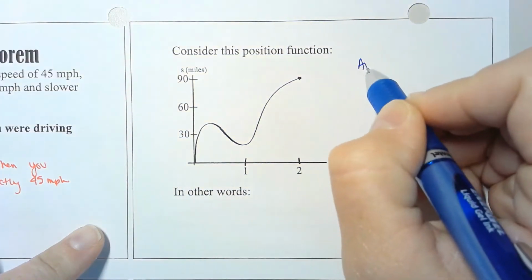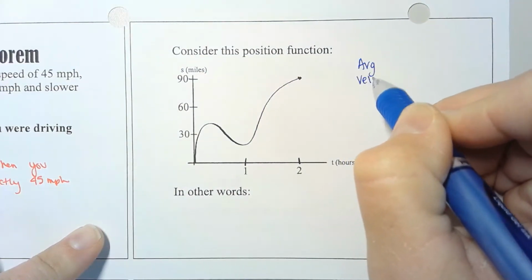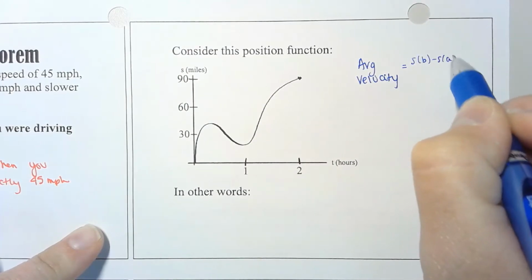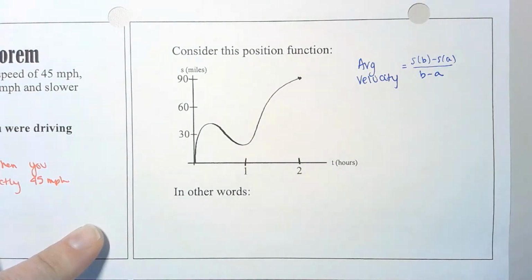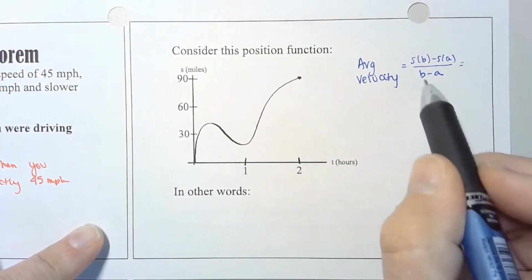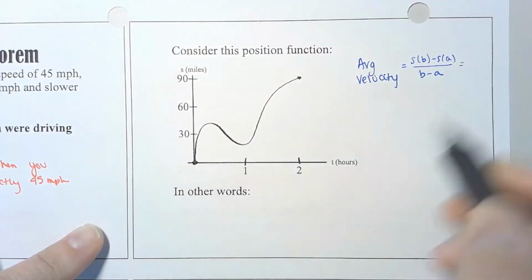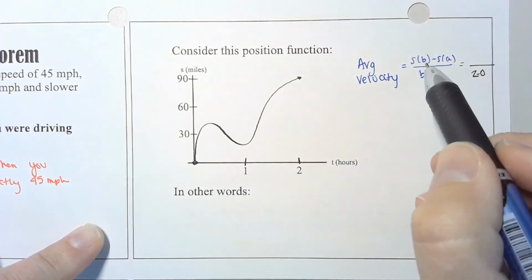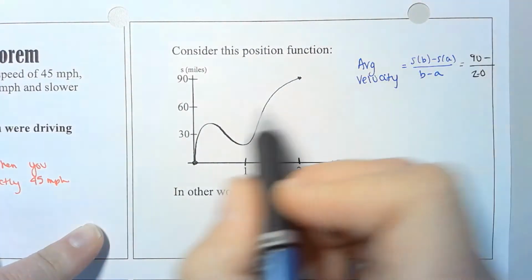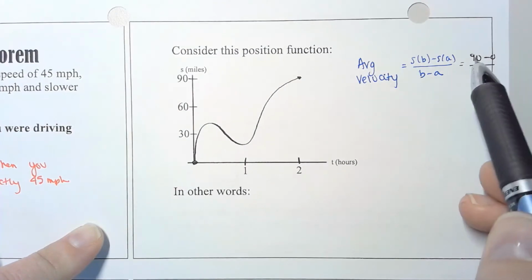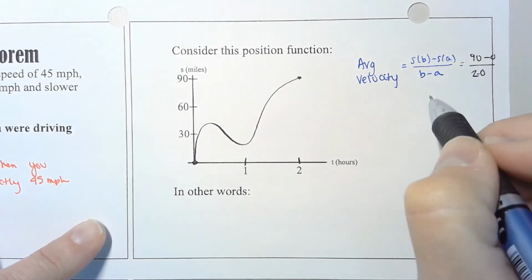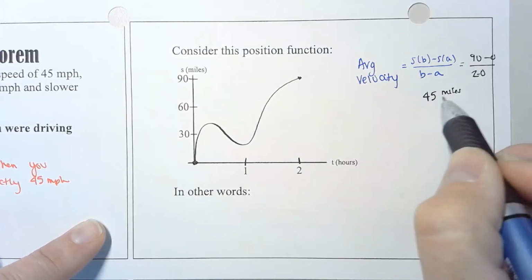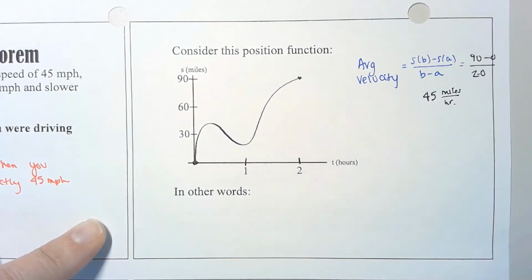If I find the average velocity, we have a formula for that. The average velocity is the change in position over the change in time. Well, my time is going from 0 to 2. Oh geez, 2 minus 0, sorry. My position at 2 is 90. My position at 0 is 0. So I have 90 minus 0 all over 2 minus 0, which is 45 miles in my numerator, hours in my denominator. There's my 45 miles per hour.